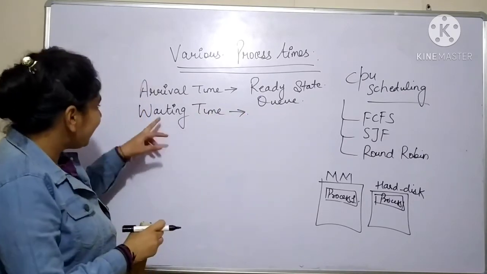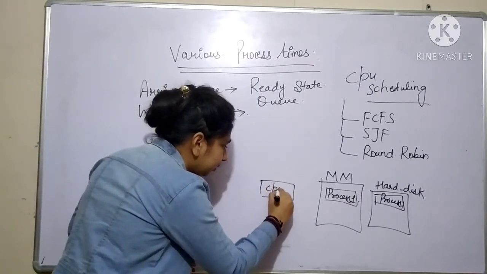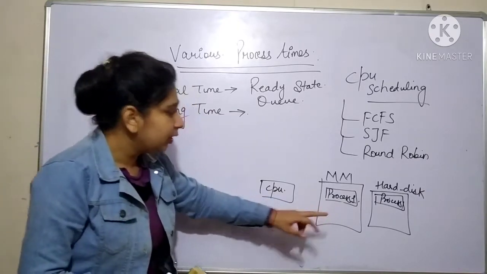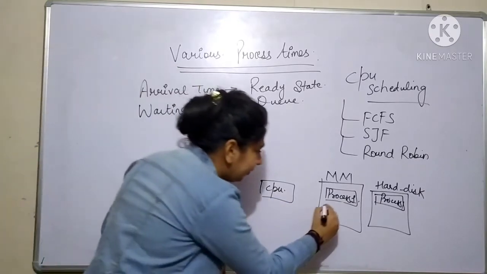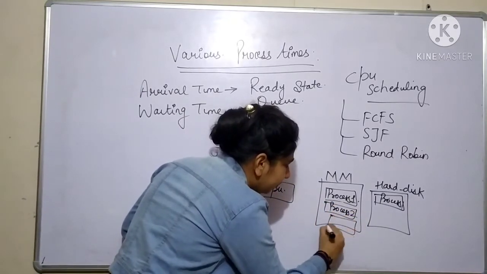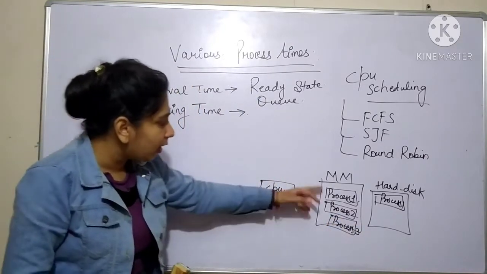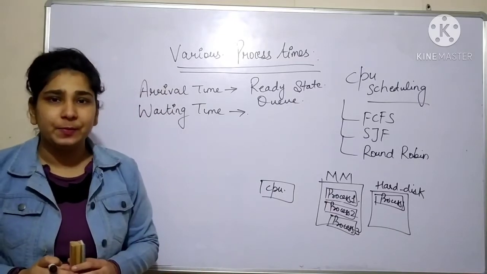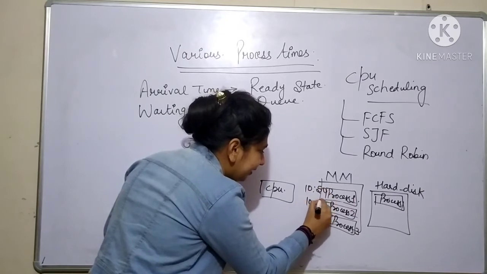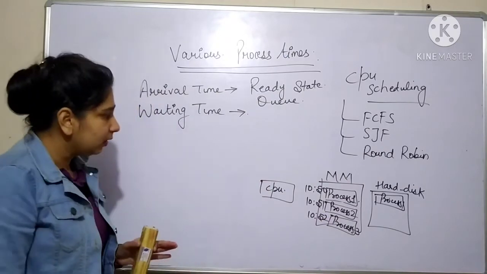Okay, we have next waiting time. So this is my CPU. We have many processes to be executed in main memory, like process 1, process 2, and process 3. We want to execute all of these 3 processes. Process 1 has arrived at 10:50, process 2 has arrived at 10:51, and process 3 has arrived at 10:52.